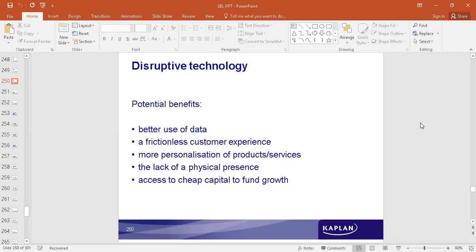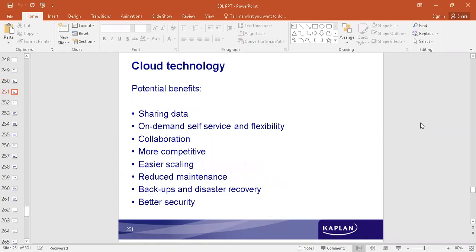Access to cheap capital to fund growth. Everything is now transparent, including how the transactions are being taken up through technology. So attracting capital also has become easy. Access to cheap capital to fund growth has also become possible because of disruptive technology.